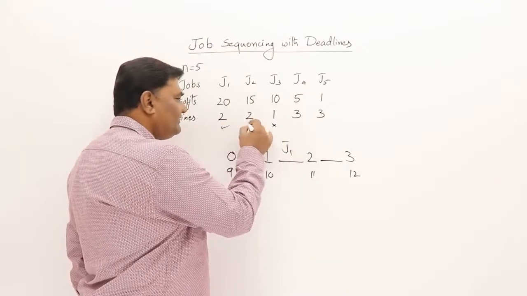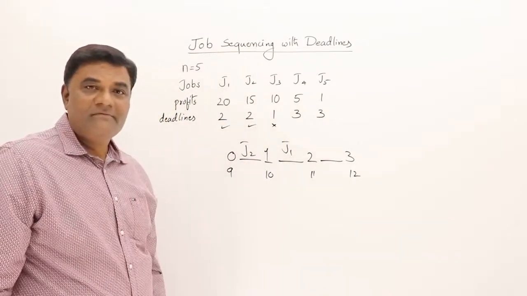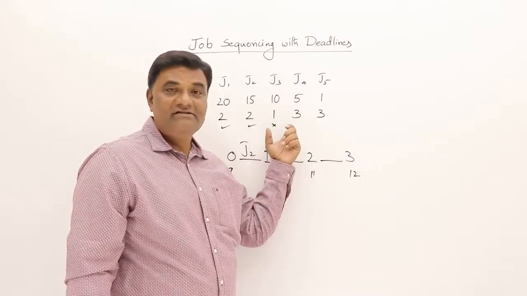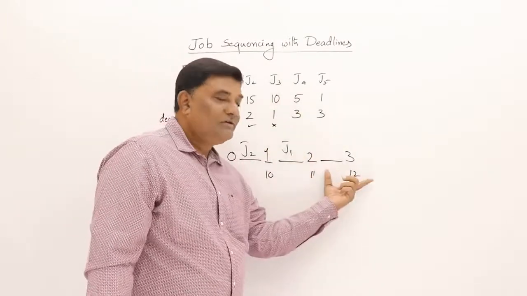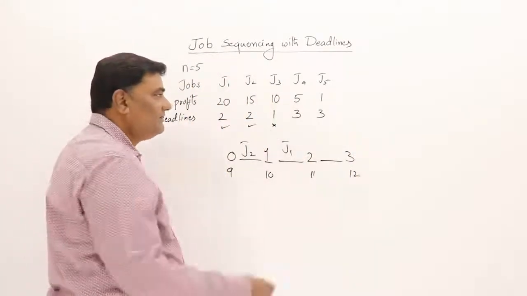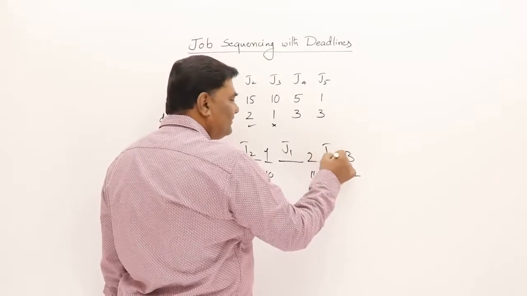So we have already selected these 2 jobs. Then what about this job? This can be done because the deadline is 3. So he is ready to wait till 12 o'clock or the third unit. And every job needs 1 unit of time, remember that. So we will do this in this slot.